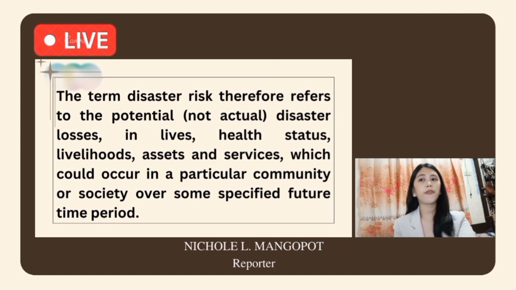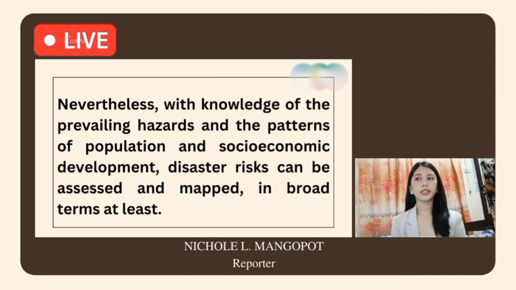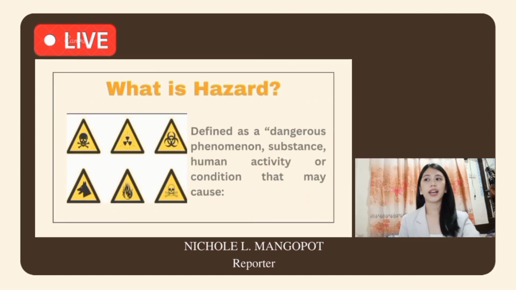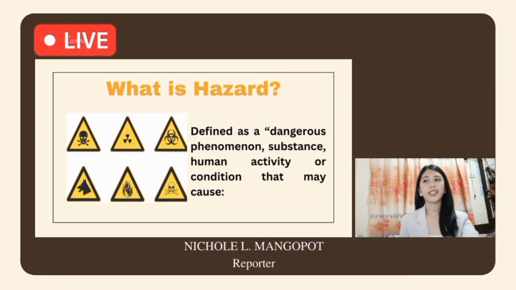Disaster risk reflects the concept of hazardous events and disasters as the outcome of continuously present conditions of risk. Disaster risk comprises different types of potential losses, which are often difficult to quantify. Nevertheless, with knowledge of the prevailing hazards and the patterns of population and socioeconomic development, disaster risks can be assessed and mapped in broad terms at least. And now let's move forward to the definition of hazard.